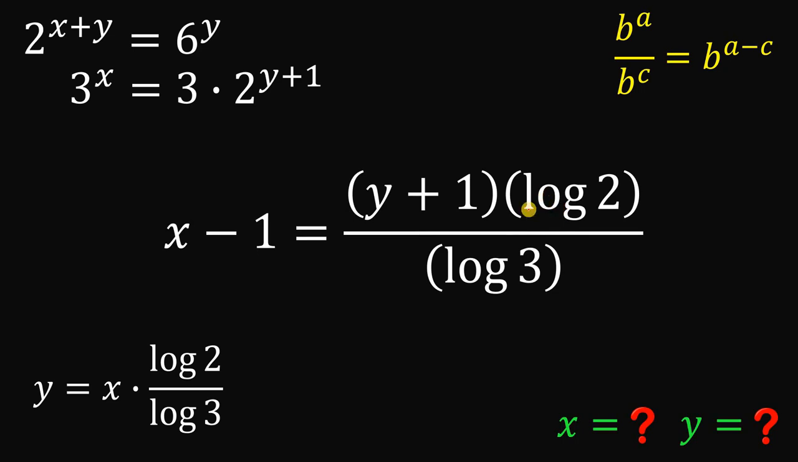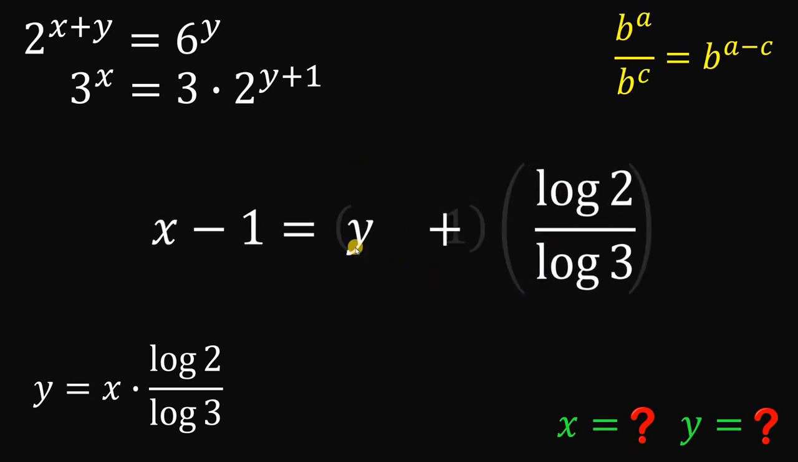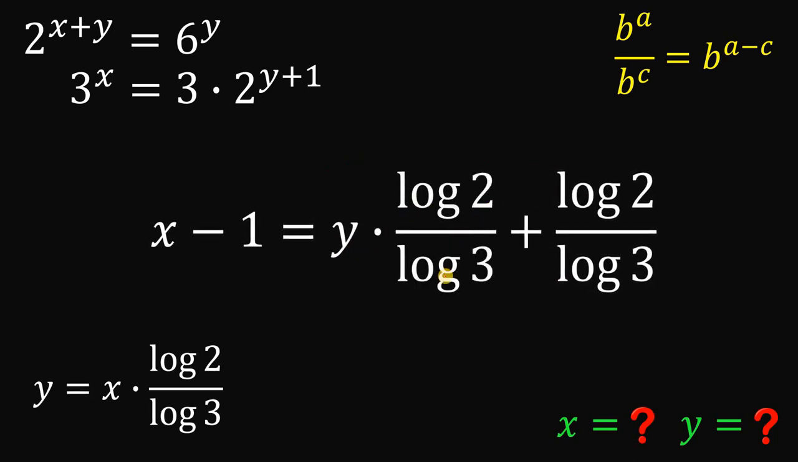Now, we can separate this logarithm of 2 over logarithm of 3 because this term right here is just a constant. Alright, now what we're going to do is to distribute this constant to y and multiply this by 1. So, if we do that, we get something like y multiplied by logarithm of 2 over logarithm of 3 plus logarithm of 2 over logarithm of 3.